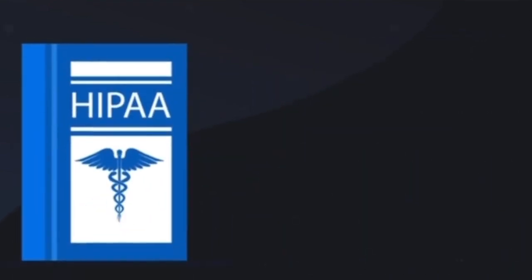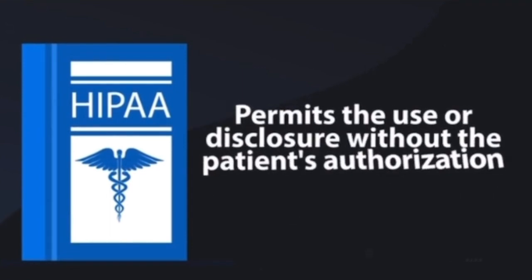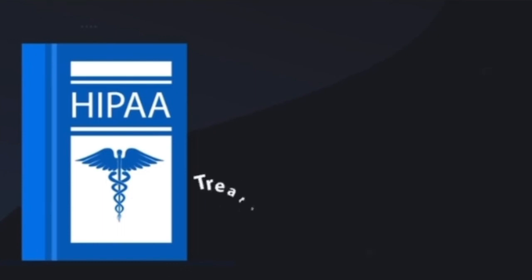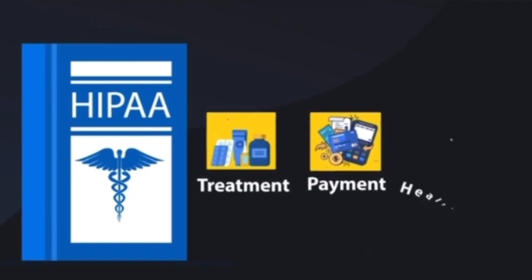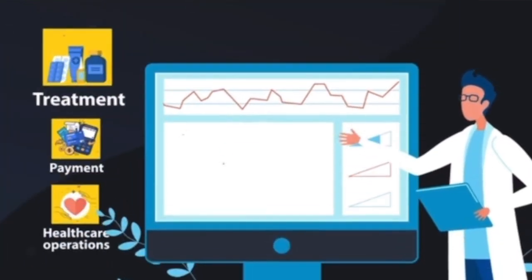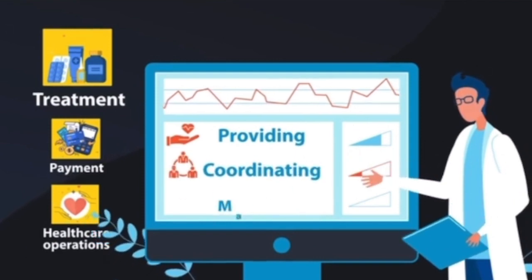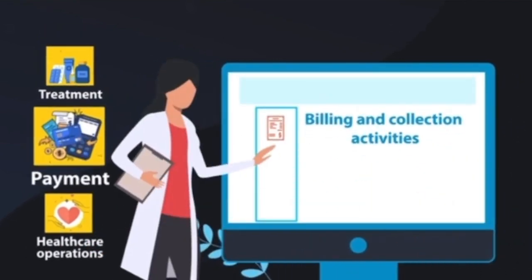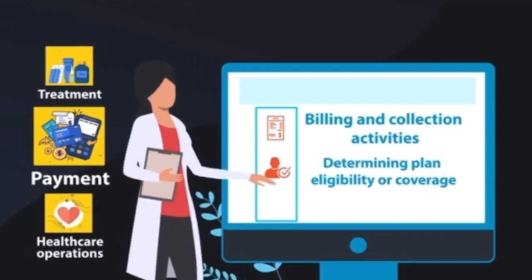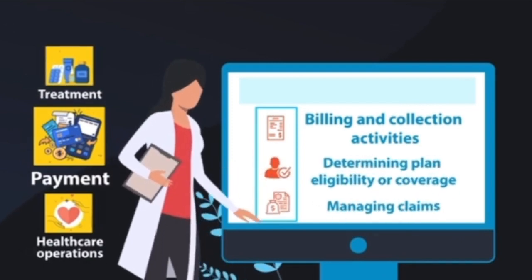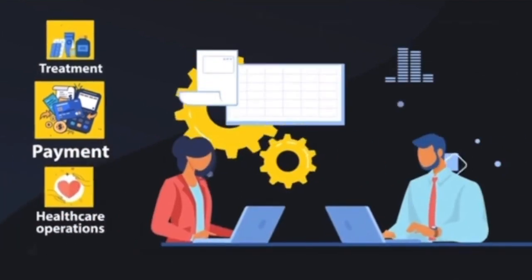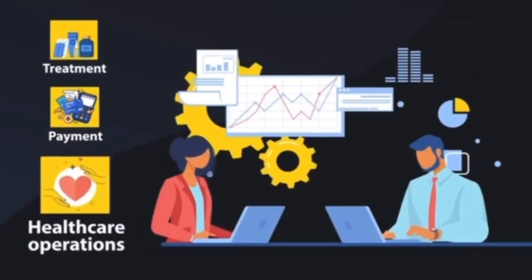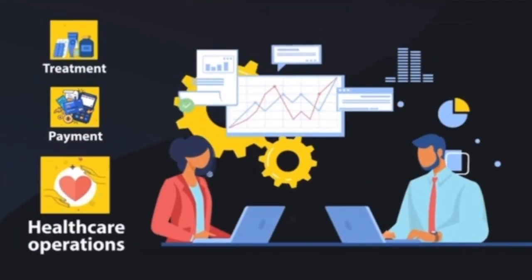The HIPAA privacy rule permits the use or disclosure without the patient's authorization for the following purposes: treatment, payment, and healthcare operations. Treatment involves providing, coordinating, or managing healthcare and related services. Payment includes billing and collection activities, determining plan eligibility or coverage, and managing claims. And last, healthcare operations refers to the administrative activities involved in running the business of a covered entity.